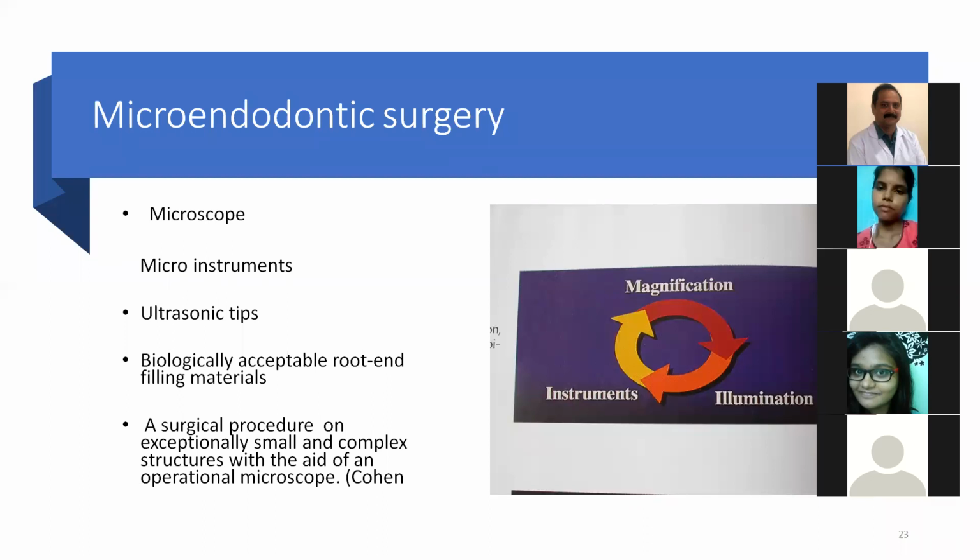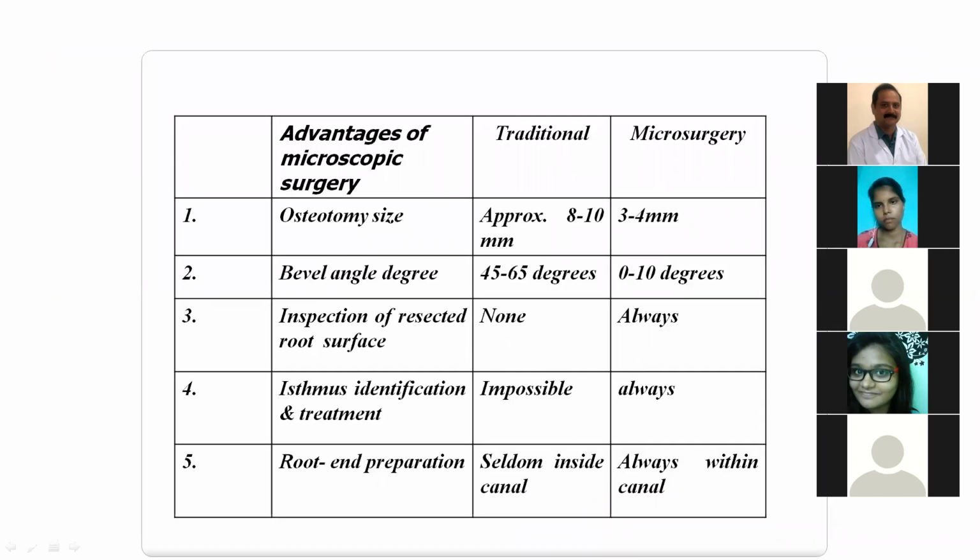materials. When we were students, we used to fill that apical end with silver amalgam. But nowadays the material is MTA, mineral trioxide aggregate. So the surgical procedure is very fine with the microscope and micro instruments. We get good magnification and illumination from the microscope, and better instruments give better results in microendodontic surgery. So this may come as a short note.